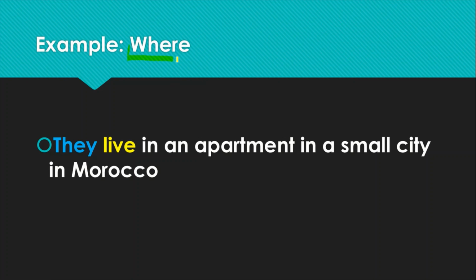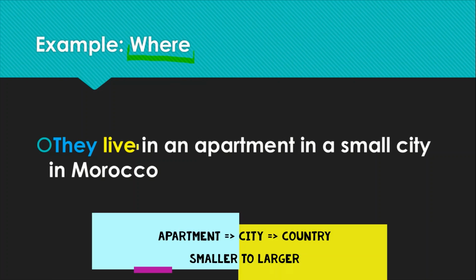Another example is with the unit where. So we say they live. All right, we want to know where do they live. So here we have three components again. We have apartment, then city, then Morocco. The small unit is an apartment. The next unit is city, right? Because it's bigger than the apartment. And then the third unit is Morocco because it's bigger than both of them. So we say they live in an apartment in a small city in Morocco. We are starting from the smallest to the largest.